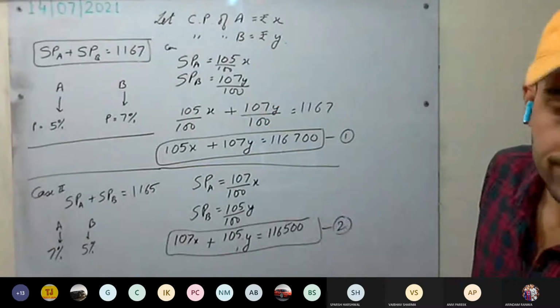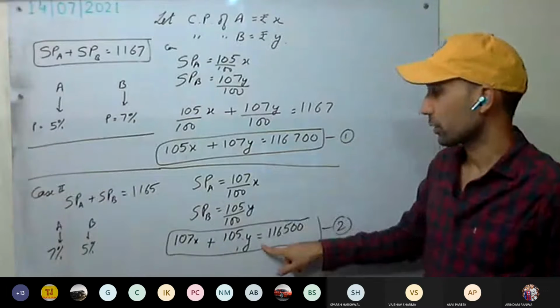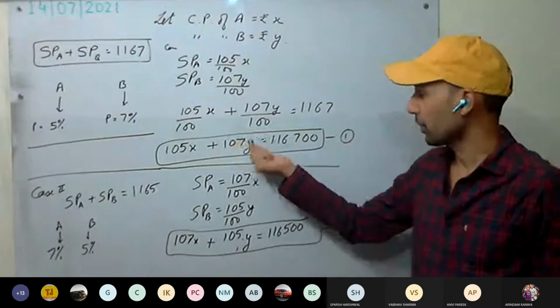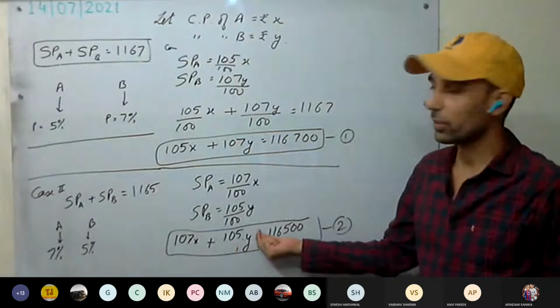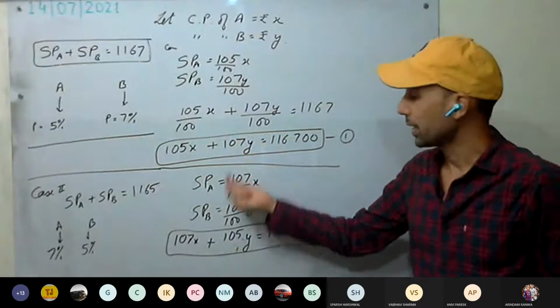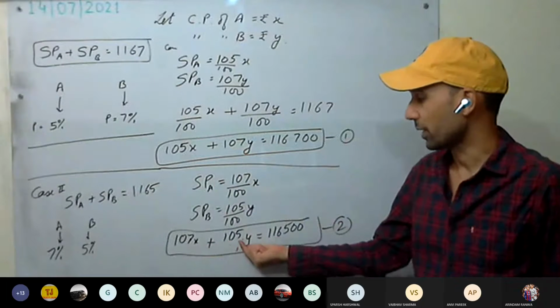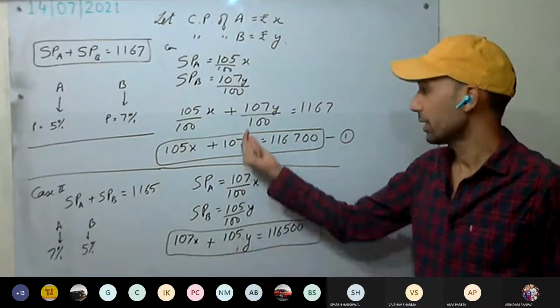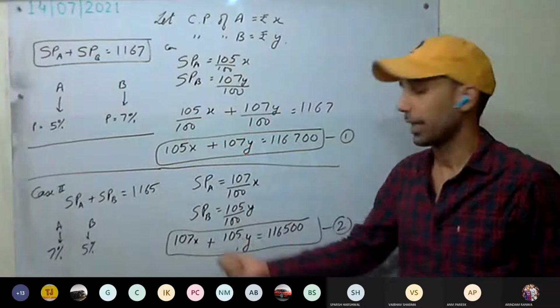So you have got two equations. Now you have to solve these two equations. So for example, if we are going to eliminate the y terms, what we are going to do? We'll multiply the first equation with 105 and second equation with 107. So terms of y will become equal, they will get cancelled. Then you can calculate the x.